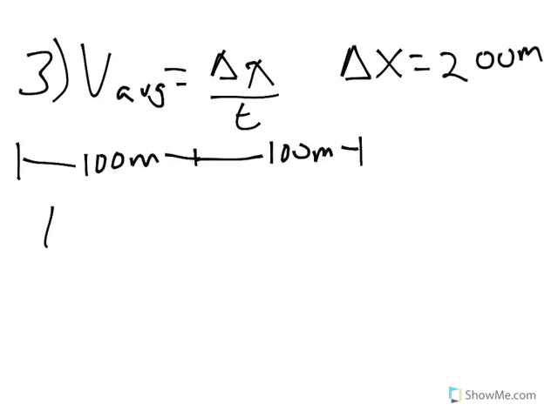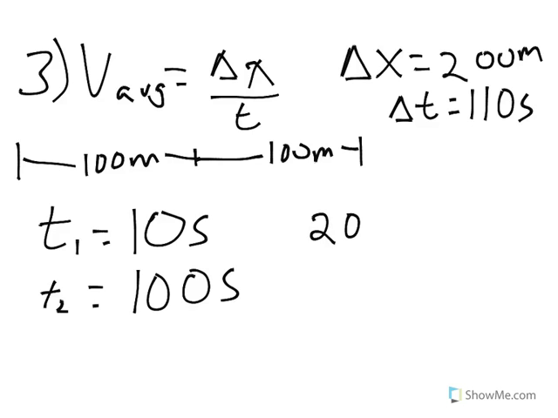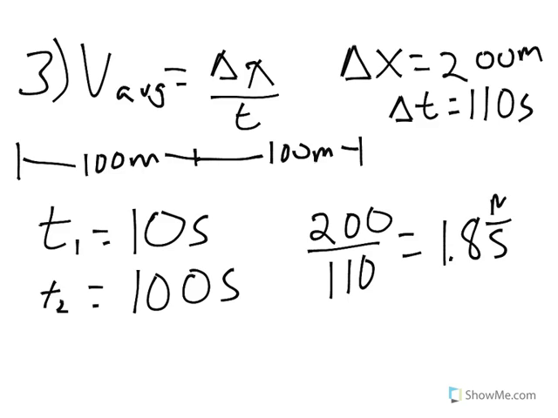Now what about time? Well, you have two different times, time for the first leg and time for the second leg. If you went 10 meters per second for 100 meters, then you went 10 seconds. And if you went 1 meter per second for 100 meters, that's 100 seconds. So your delta t would be 110 seconds. So 200 divided by 110 equals 1.8, or sorry, meters per second. All right, so that's number three.